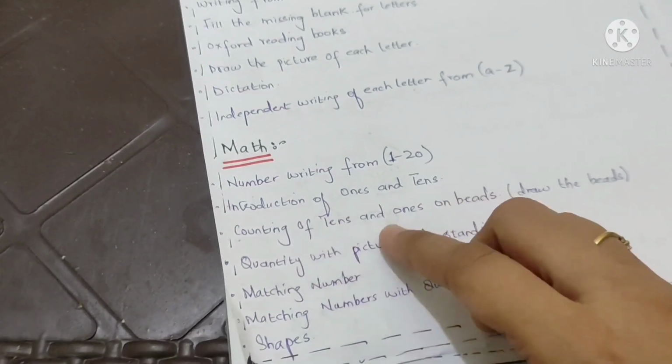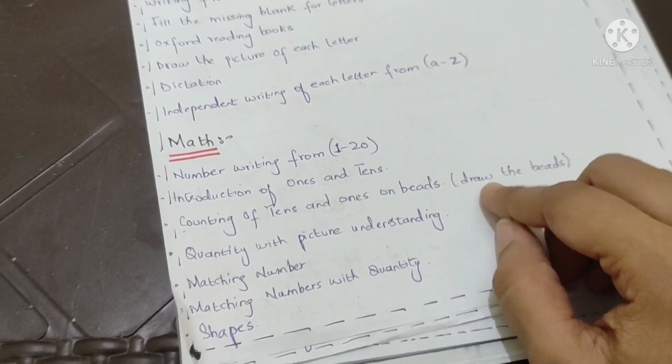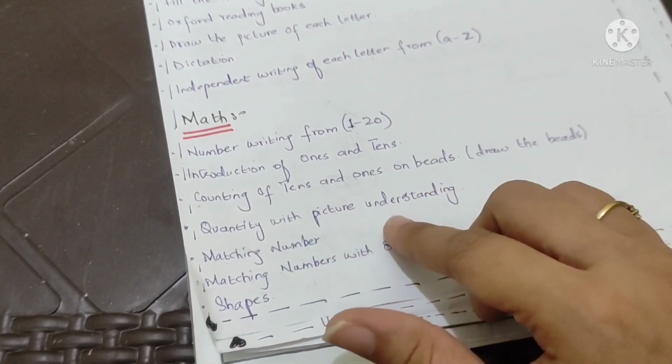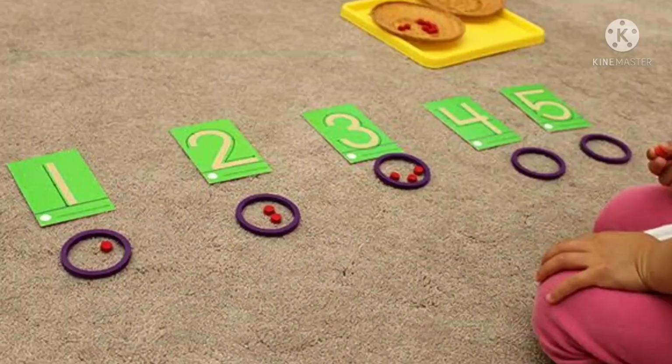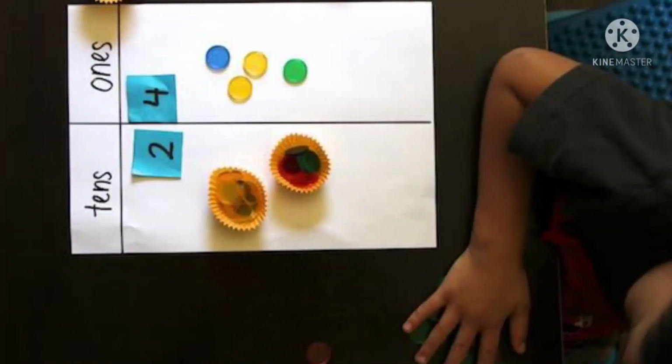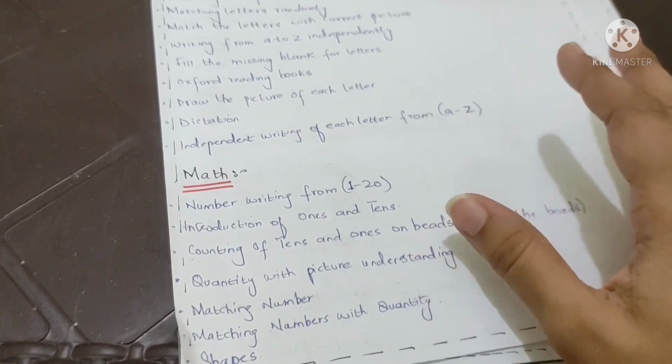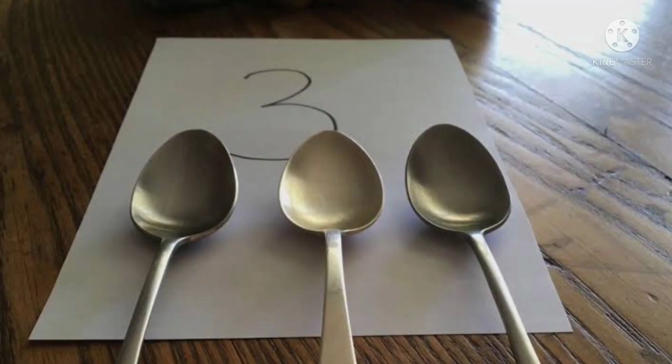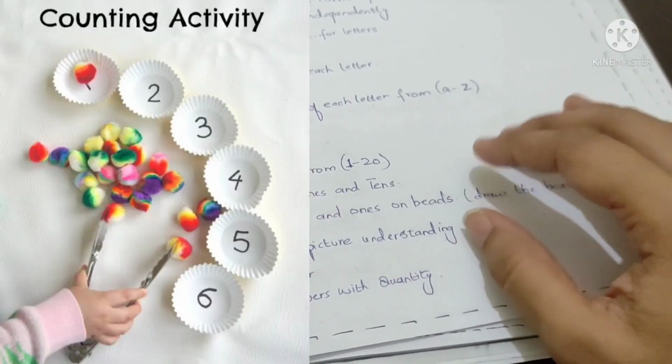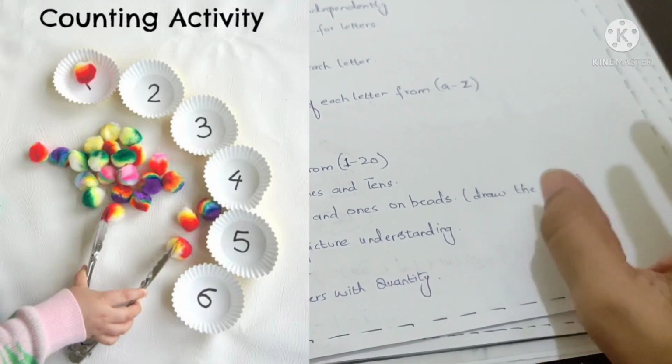Okay, the counting of 10s and 1s on beads. Okay, quantity with picture and understanding. You can easily start with the first 5 quantity, never rush them in quantity. Okay, and you can easily take things at home with their toys, with the cutlery, anything that they are doing, they can easily count, and you can teach them what is quantity and how much each number carries.